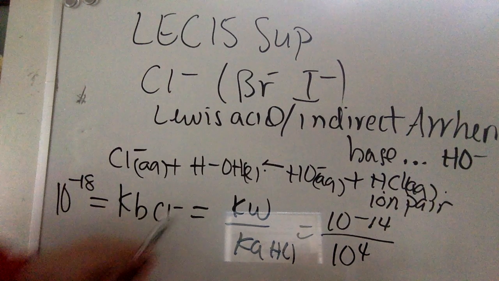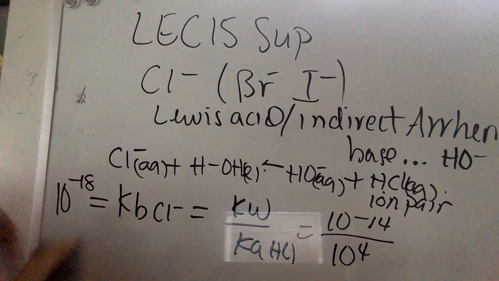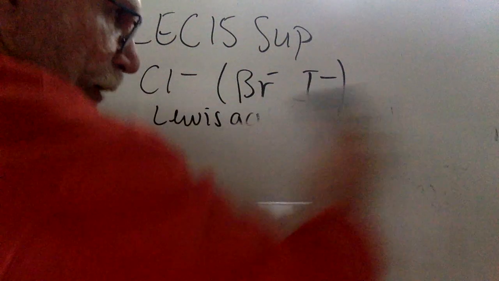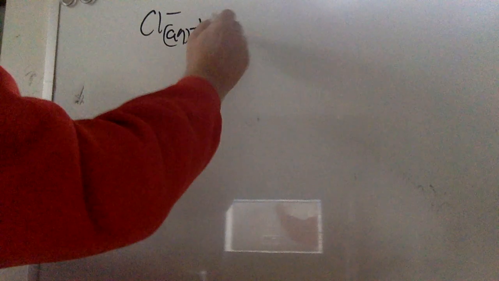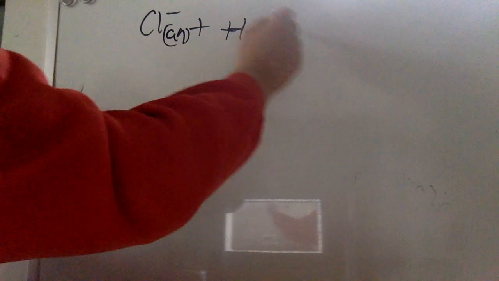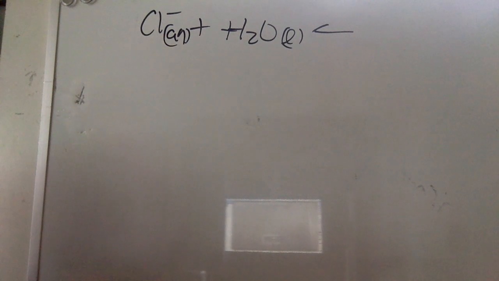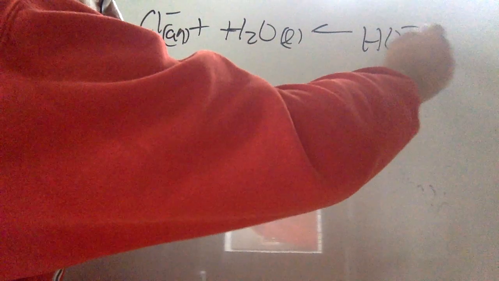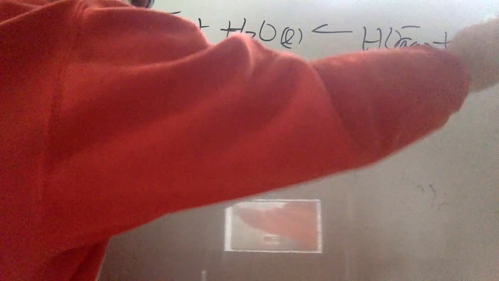So how do we arrive at this? Can we check this idea right here? Yeah, let's take a look at that real quick without doing a lot of calculations. So let's go back to that equation, chloride ion, and I'm leaving off the aqueous, I'll put them in, plus water. We're suggesting that the left-hand side is favored. We get hydroxide, aqueous, plus the HCl, aqueous.